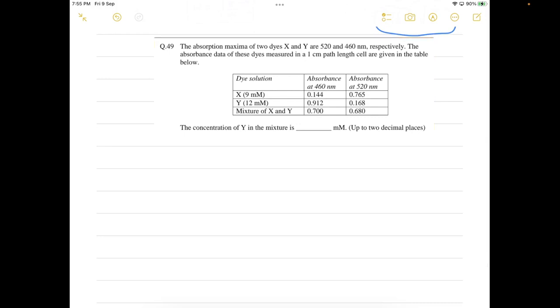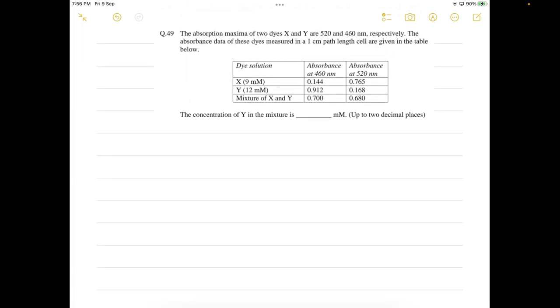Okay, so this is question number 49 from the same year. The absorption maxima of two dyes X and Y are given as 520 and 460 nanometer, and the absorption data of these dyes measured in a 1 centimeter path length are given in the table. We have to find the concentration of Y in the mixture in millimolar.